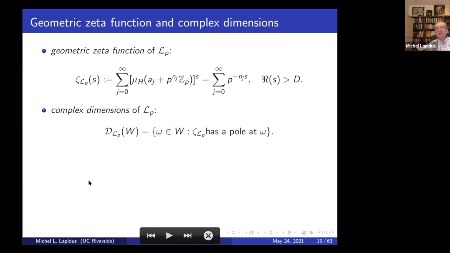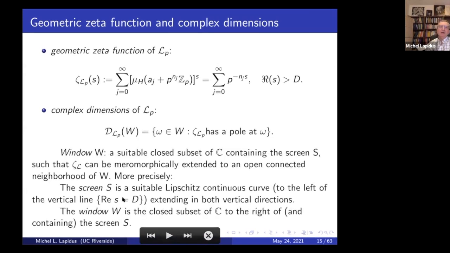Now the complex dimensions of L_p are relative to some window W. I don't want to be too technical, but it's the set of poles of zeta_{L_p} which lie in this window.